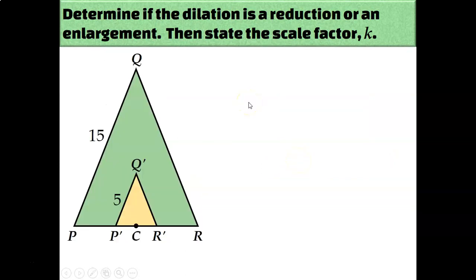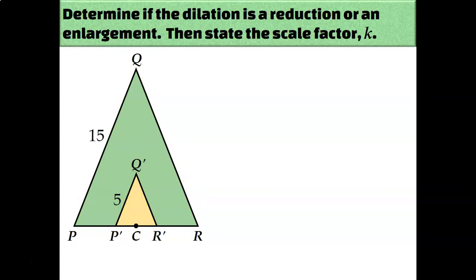Our next example looks a little bit different than the first two, but it's the same general idea that you need to identify which triangle is the preimage and which one is the image, and then identify whether it was a reduction or an enlargement and calculate the scale factor. The green triangle is our preimage because that's just triangle PQR. And the yellow triangle is our image, because that's P prime, Q prime, R prime. So obviously we got smaller. That big old green triangle shrank to become the yellow triangle, so I would call this a reduction.